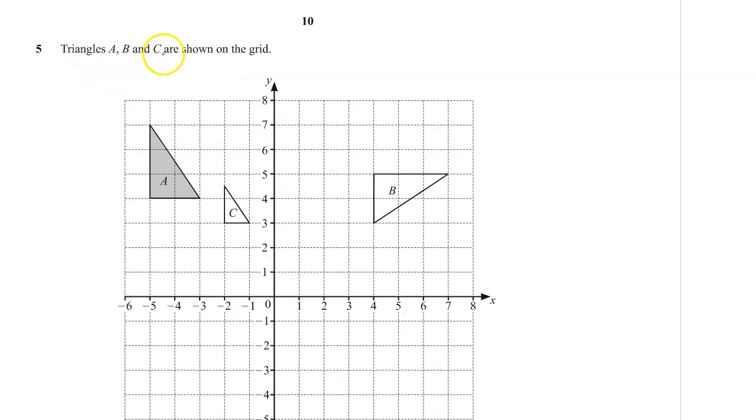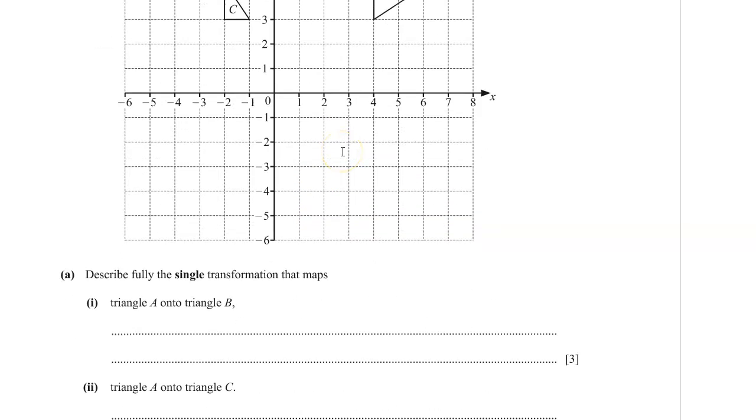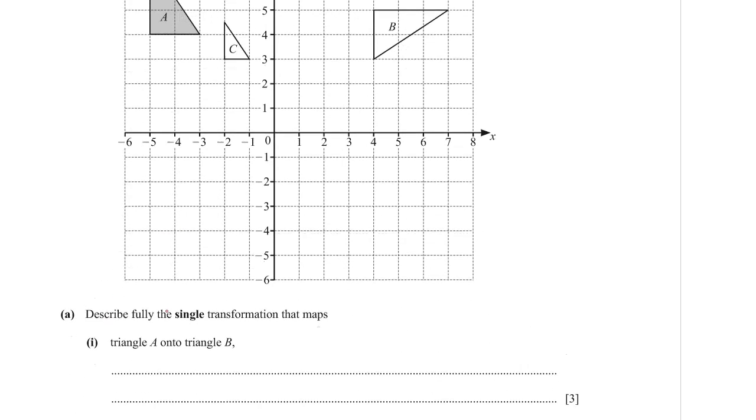Triangles A, B, and C are shown on the grid. Describe fully the single transformation that maps triangle A onto triangle B.